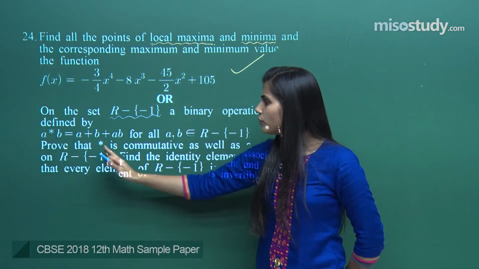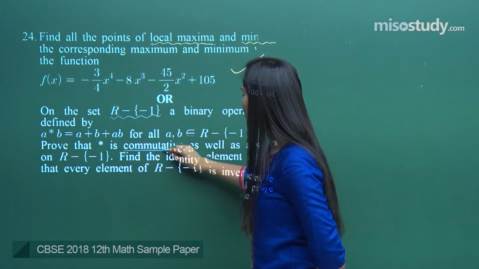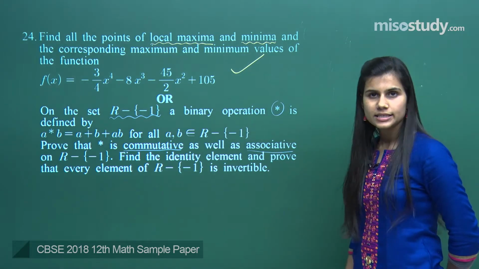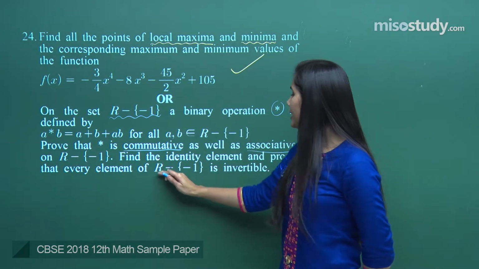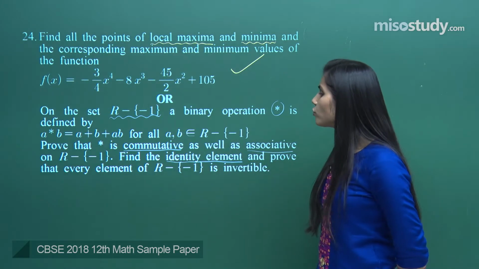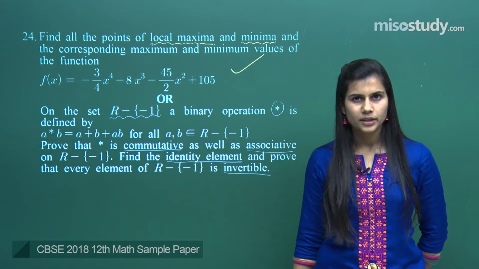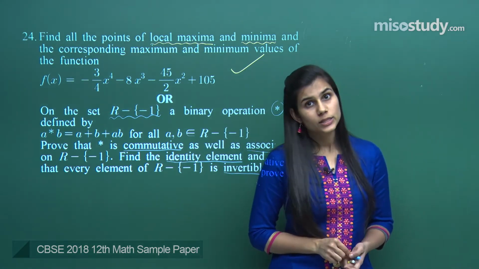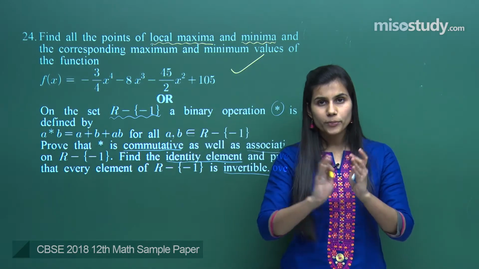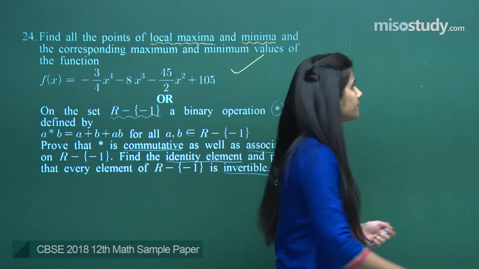The question is, prove that star is commutative, first thing, as well as associative, second thing. Find the identity element, third thing, and prove that every element is invertible, fourth thing. There are 4 questions in this one question. So let's get started and see whether inside the set the operation which is defined is a commutative operation or not.